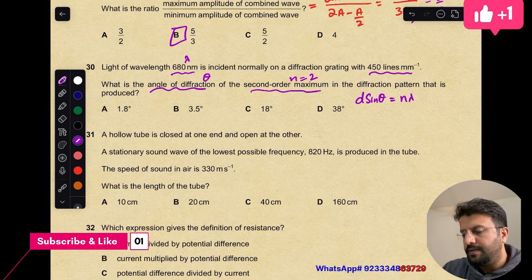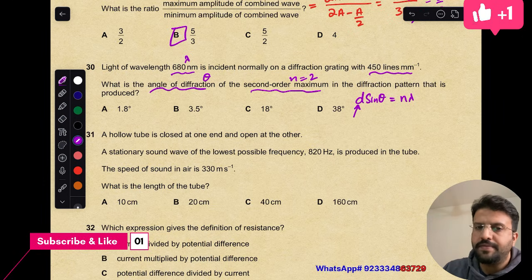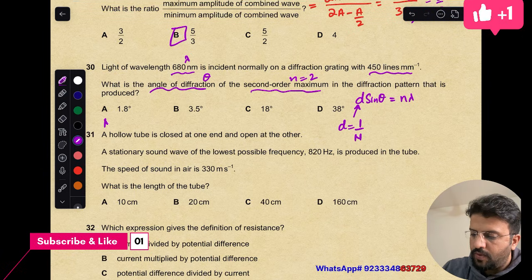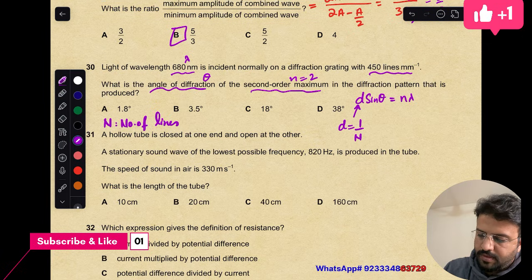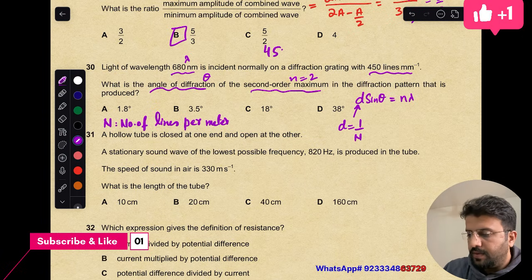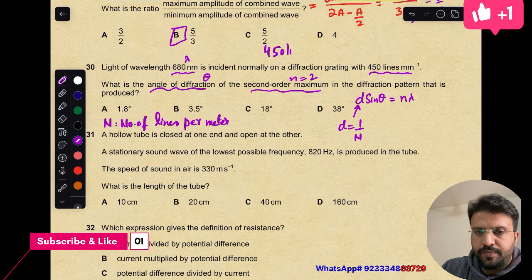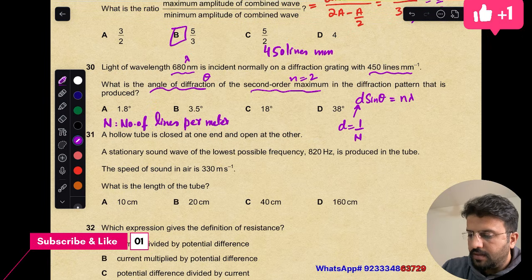Okay, so we have n, we have lambda, we don't have d, so we have to find this. This d is basically 1 over N. What is N? N is the number of lines per meter. So if you know there are 450 lines in 1 millimeter.